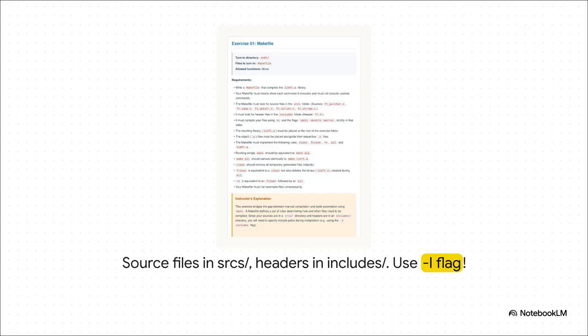Your source files absolutely must reside in the srcs folder, and your header file ft.h must live in the includes folder. Because they are separated like this, you have to explicitly tell the compiler where to look for your header. You do this by adding the -I includes flag during compilation. If you forget that flag, your compiler is going to throw a fit and say it can't find ft.h.